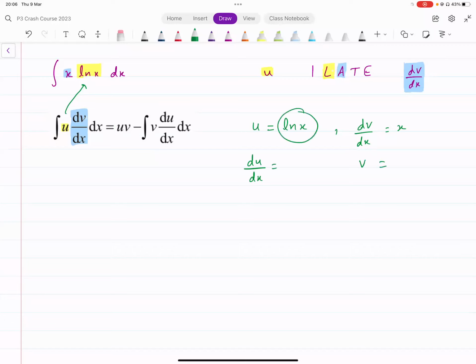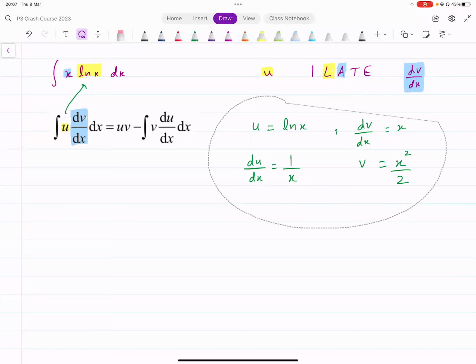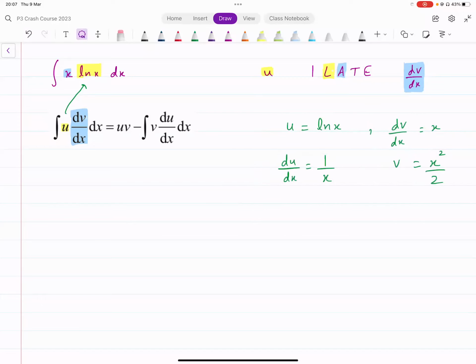What's the derivative of ln x? Remember that? Derivative of ln x, that's 1 over x. So du over dx here would be 1 over x. What is the integral of x here? Because that's going to be v. You increase the power by 1, so it becomes x squared divided by 2, that is v. Now you just have to input these values in this formula and you get the result.